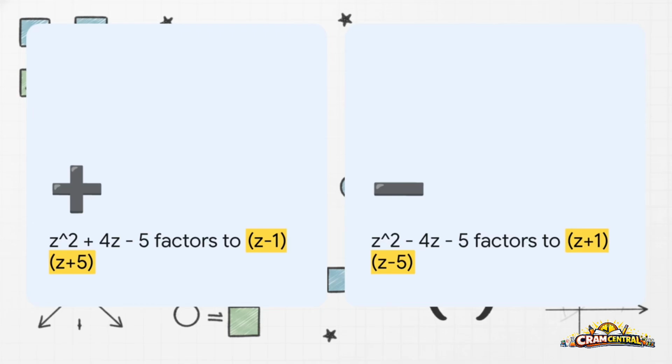On the left, we've got a positive 4z middle term. That means the larger absolute value, the 5, has to be positive to win the mathematical tug-of-war. On the right, our middle term is negative 4z, which means the larger number must be negative. Basically, the larger number always matches the middle term's sign.